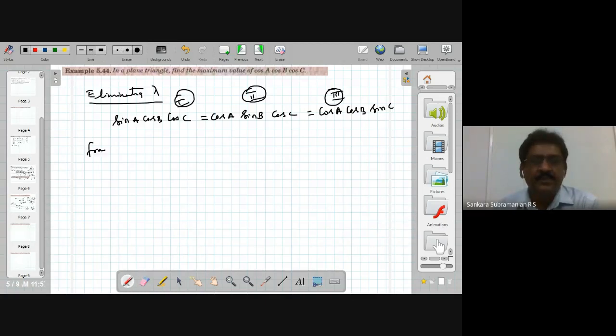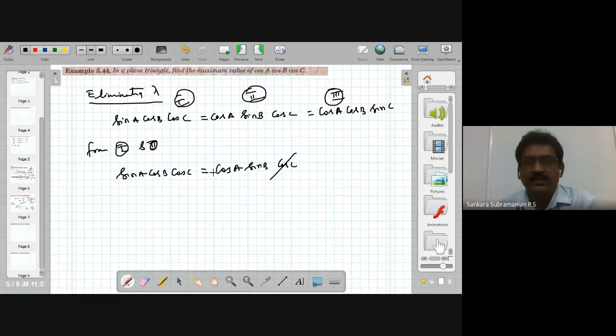From equation 1 and equation 2, I can see that sin A cos B cos C is equal to cos A sin B cos C. Cos C gets cancelled. So sin A by cos A is tan A, and sin B by cos B is tan B. This implies A equal to B. This is the expression you are getting.